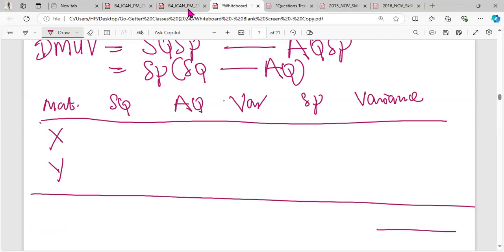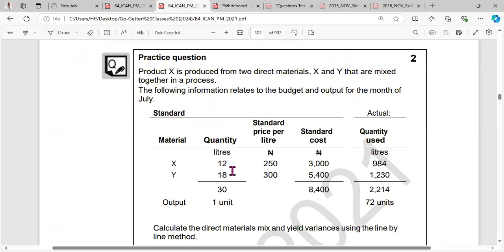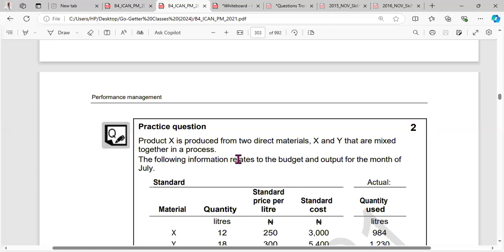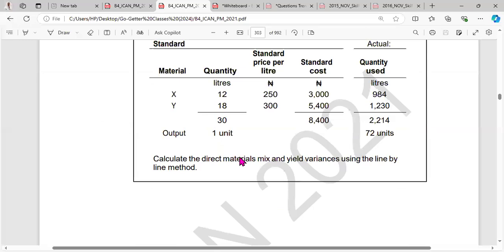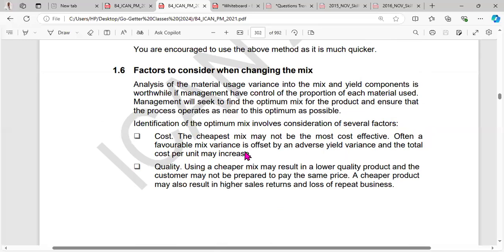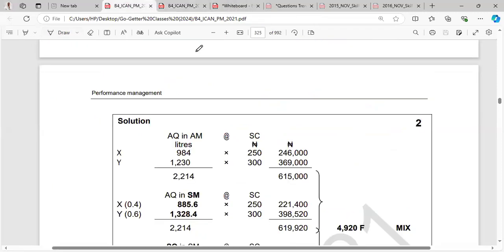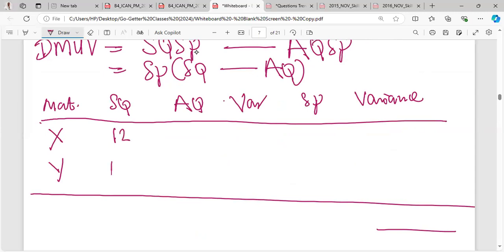Standard quantity, we are told this is, okay, this is practice question 2, right? Okay, let's do it this way now. 12, 18. This is 12 and this is 18. And just come here and put 30. Standard quantity.